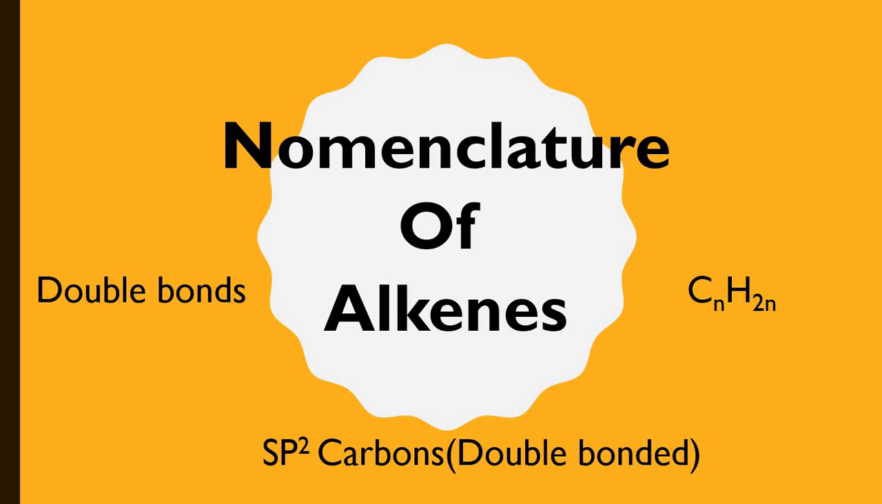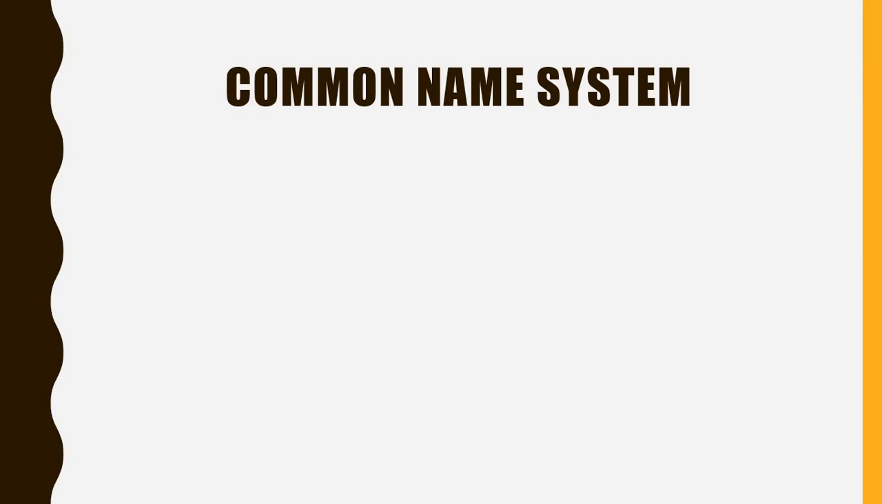In this lecture we are going to see nomenclature of alkenes. There are two types of nomenclature: one is common name and the other is IUPAC name. Before going to the alkenes, we must know that alkenes are hydrocarbons which contain a carbon-carbon double bond. Their general formula is CnH2n, and the double bonded carbon atoms are sp2 hybridized carbon atoms. So let us move to the nomenclature.